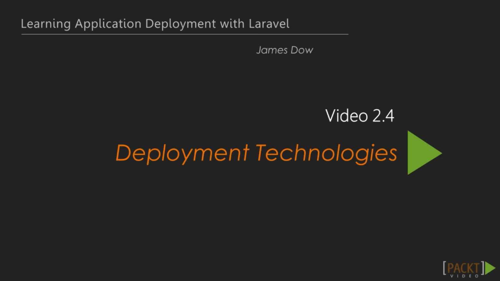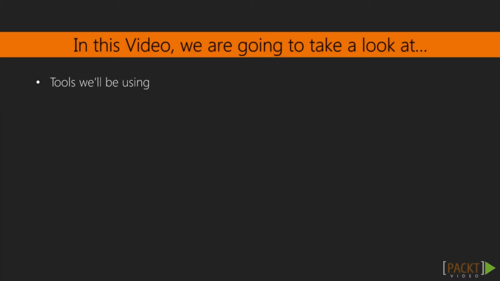And we're back with the final video in section 2, called Deployment Technologies. In the previous video, we looked at different types of hosting environments and when we might want to use one over the other. In this final video of section 2, we will look primarily at the deployment tools we'll be using throughout this course. But we'll try to save some time at the end to look at some tools worth mentioning that we won't have time to cover later in the course.